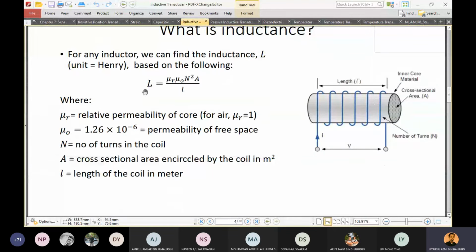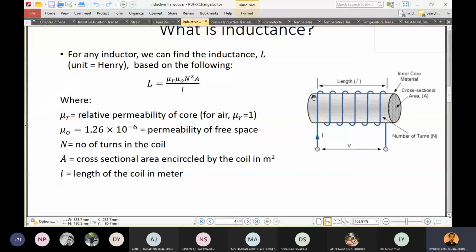Okay, so this is the equation for inductance. For capacitance, we have epsilon naught and epsilon r. For inductance, we have mu naught and mu r. Mu naught is given as this constant value here, 1.26 times 10 to the power of -6. And for mu r, again, it will depend on the material, whether it has magnetic properties or not.